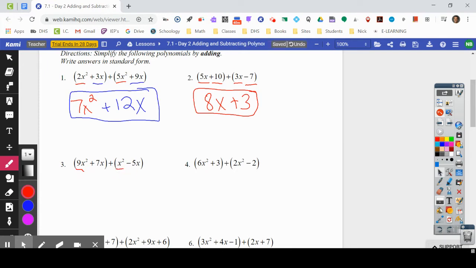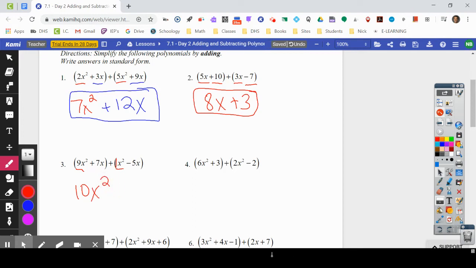If you recall, if a term is just by itself with no number in front, there's really an invisible 1 out in front. So this is really saying we have 9x squared plus 1 more x squared. Well, 9 plus 1 will give me 10. So then we have 10x squared.